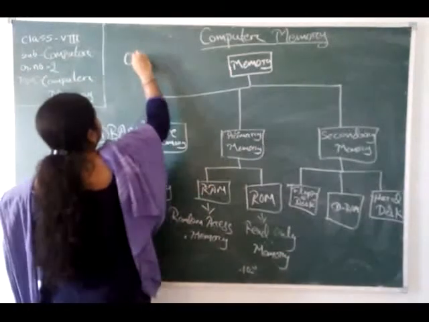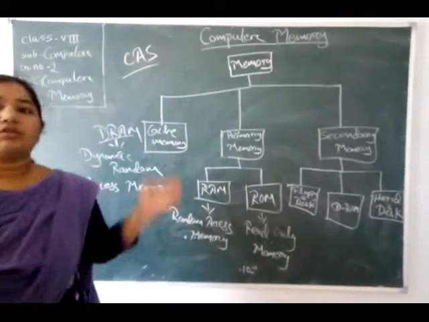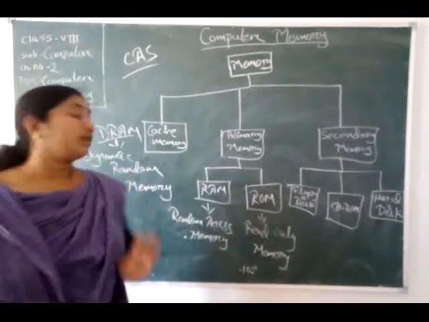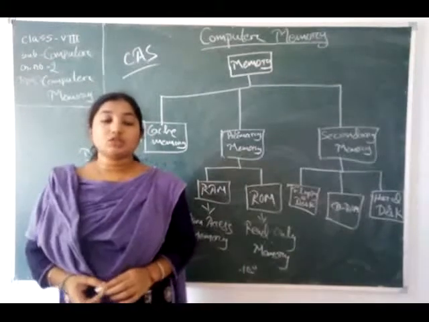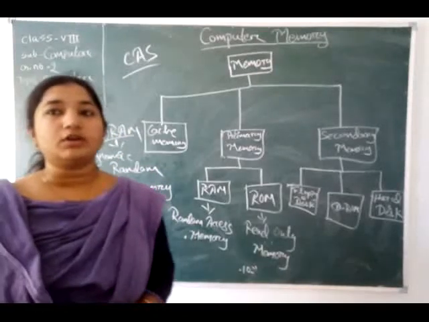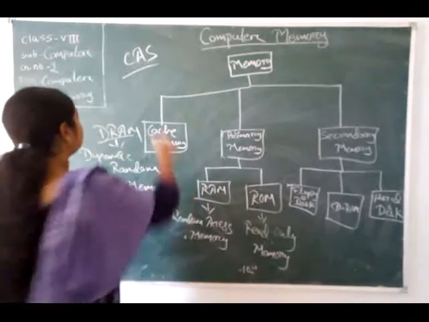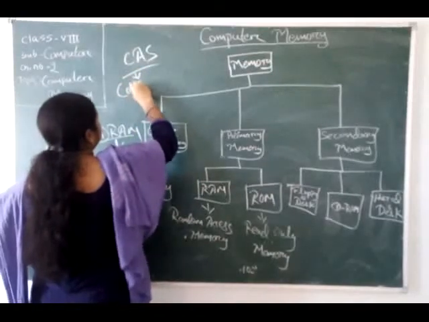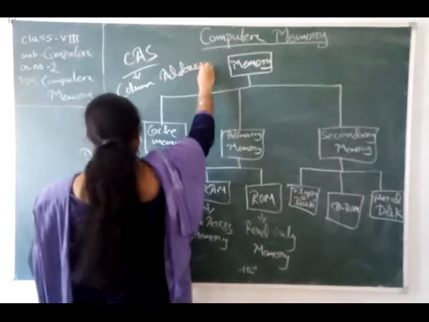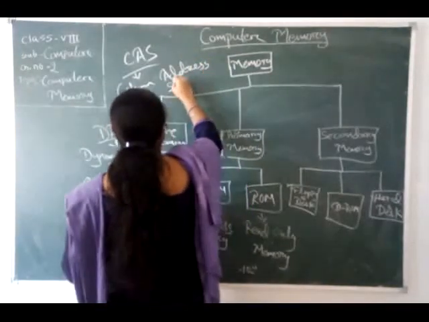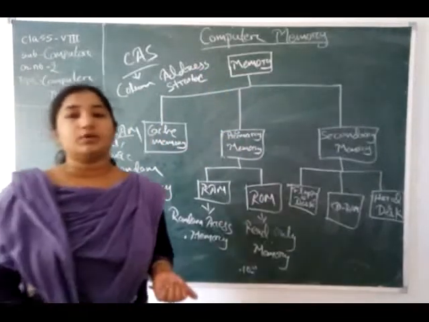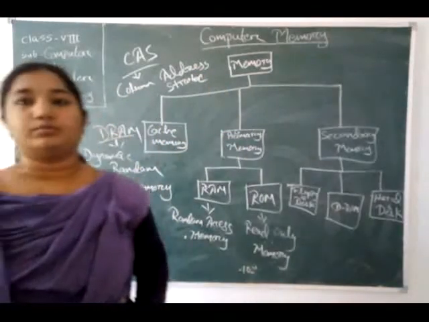First we need to know what CAS is. DRAM, dynamic random access memory, sends a charge through the appropriate columns, that is called CAS. CAS stands for Column Address Strobe.